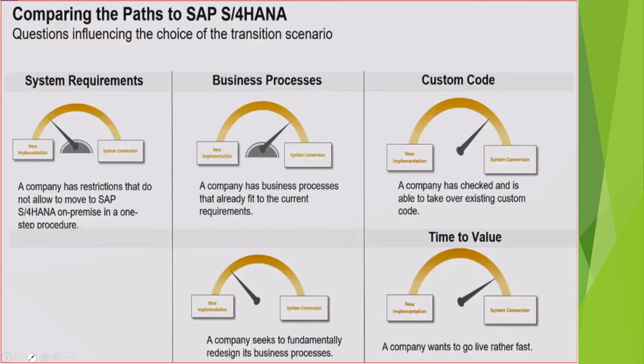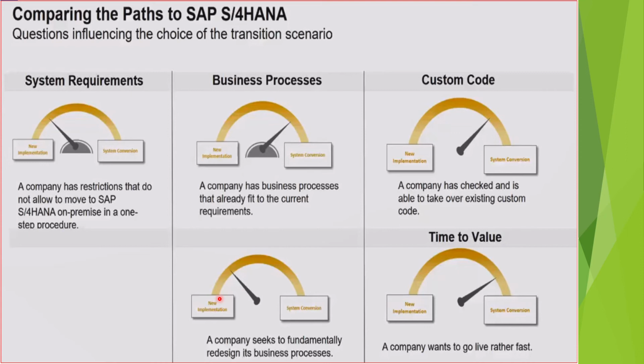They will bring the system to 9.5 version, and then they will do the migration to go to the S4 HANA. But if your company has some fundamental design issues in the business processes, in that case they scrap the system and then move on to the new implementation, right? And similarly, a company has checked and is able to take over the existing custom.